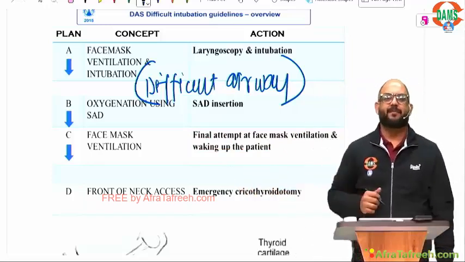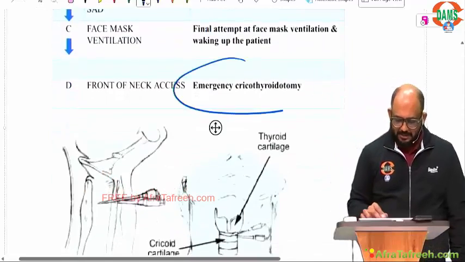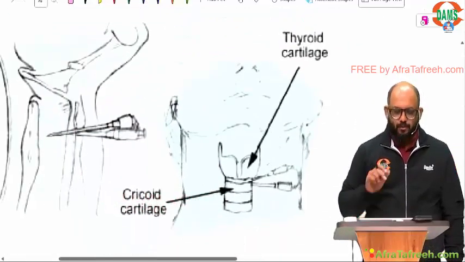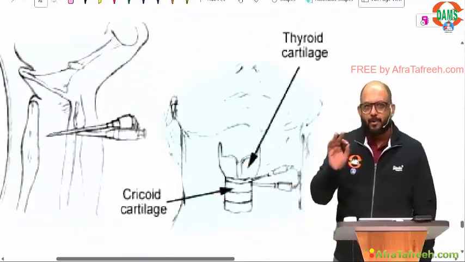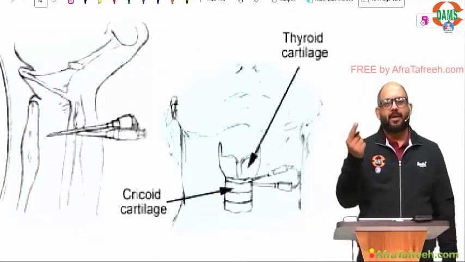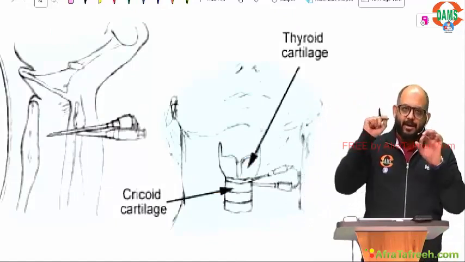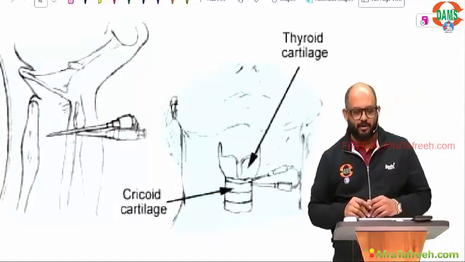And finally, front of neck access, that is emergency cricothyroidotomy. How do you do it? See, this is the cricothyroid membrane. It is a subcutaneous membrane which is avascular. So you take a large bore IV cannula and you put it through that cricothyroid membrane.